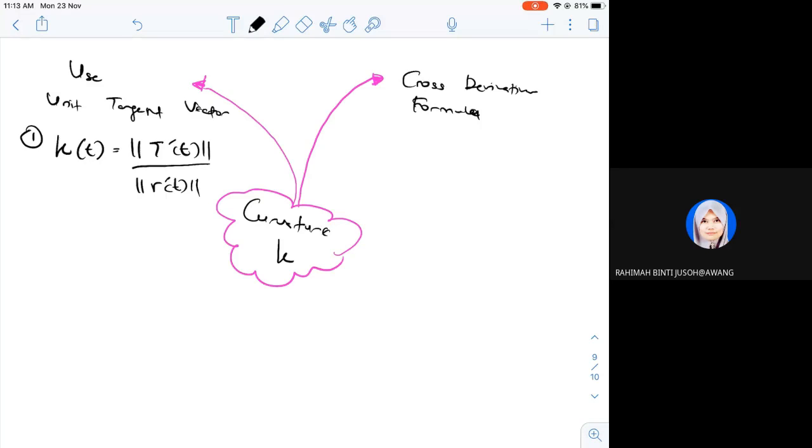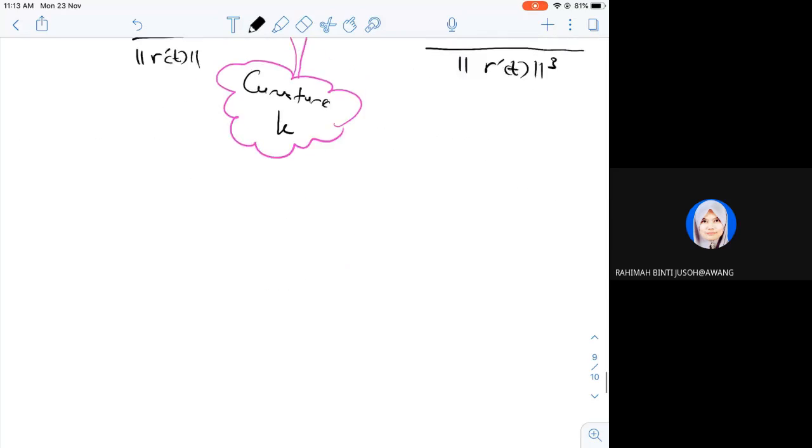Cross derivative formula, you have to differentiate your r, of course. We will have kappa of t equals the magnitude of r prime t cross r double prime t, divided by the magnitude of r prime t to the power of 3. Okay, this is the cross derivative formula of curvature.